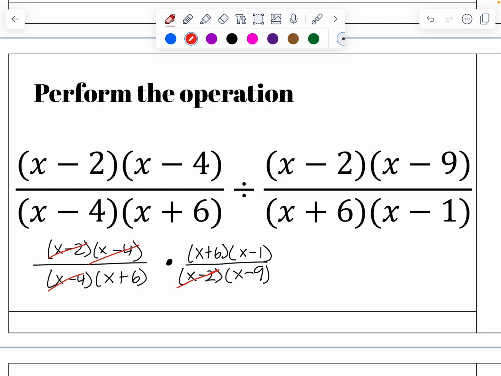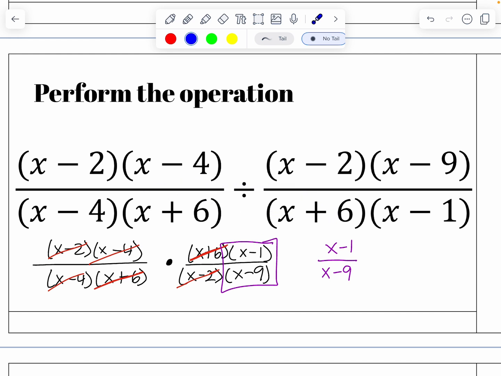Same kind of reasoning for the x plus 6. I see an x plus 6 down the bottom on the left, and I see one on the top on the right. Again, same reasoning. Those are going to end up on top of each other, so I can get rid of them now. And I'm just left with this little bit over here, x minus 1 over x minus 9. Those are my only two pieces that didn't cancel out, and that is a much simpler problem than what we started with, right?